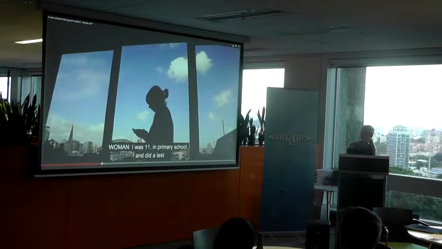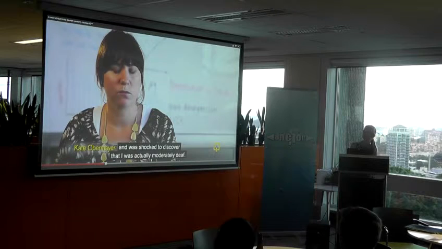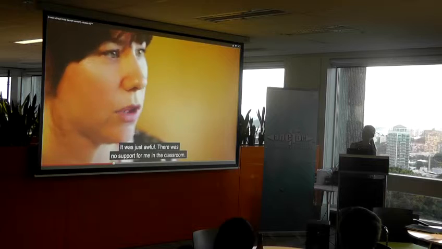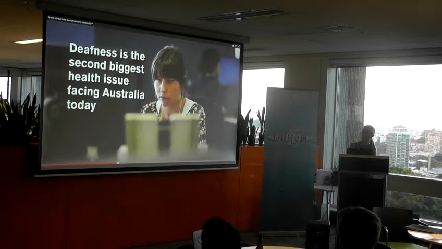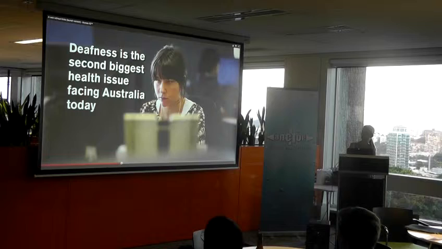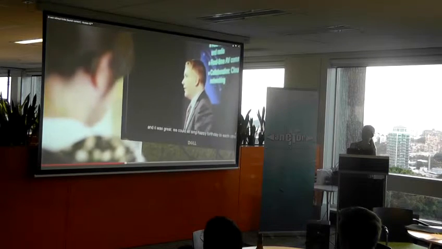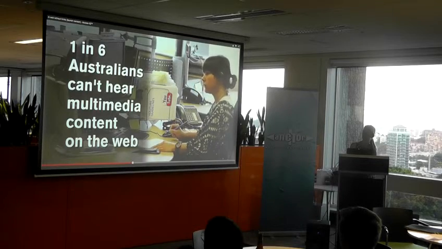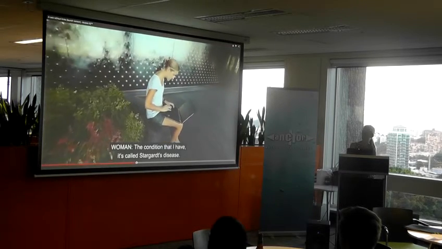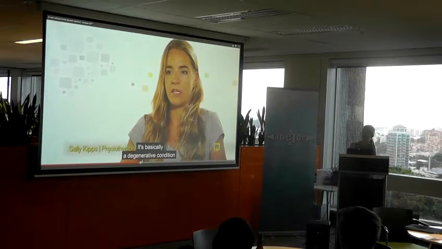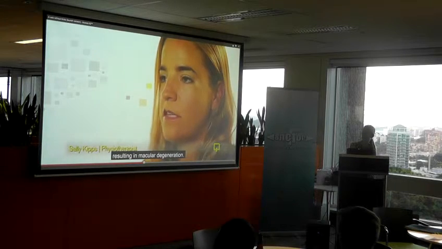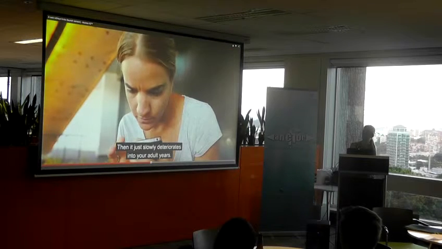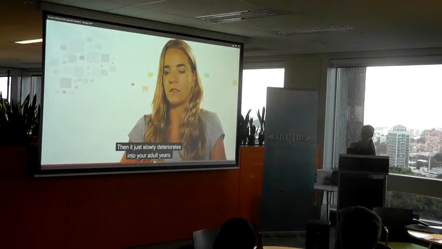I was 11 in primary school and did a test and was shocked to discover that I was actually moderately deaf. It was just awful. There was no support for me in the classroom. The condition that I have, it's called Stargardt's disease. It's basically a degenerative condition resulting in macular degeneration. My parents noticed that I wasn't seeing properly when I was about 6 years old. Then it just slowly deteriorates into your adult years.